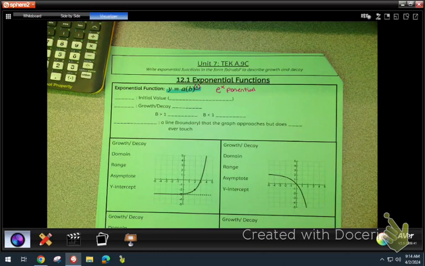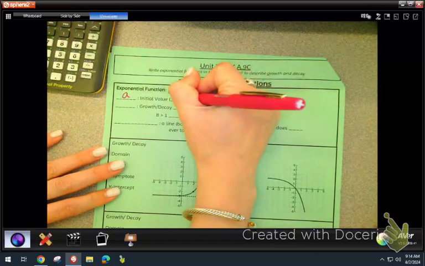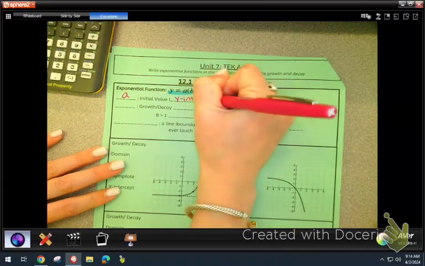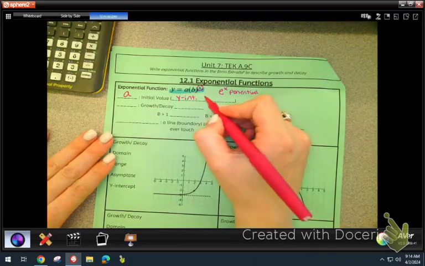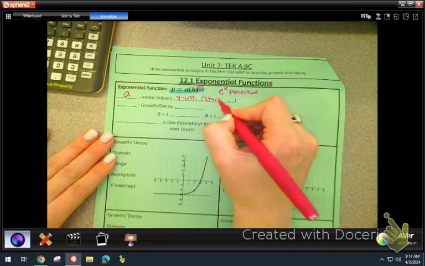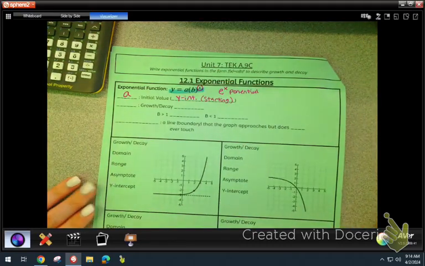Your a value is what we know as our initial value, which is usually your y-intercept, also known as starting value. That will help with next class when we get to the word problem. So that front number is not attached to the exponent. It's always just the very first thing, okay? So that's going to be your y-intercept.